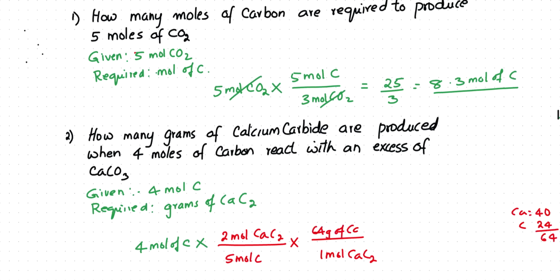Now the final answer we'll have in grams of CaC2 because they're asking grams of CaC2. Now moles of carbon cancels, moles of CaC2, moles of calcium carbide cancels. So now we have 4 times 2 times 64 upon 5. So we'll get 102 grams of calcium carbide, CaC2. So this is the answer.